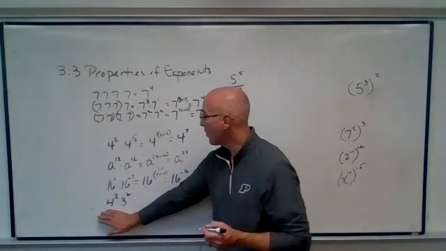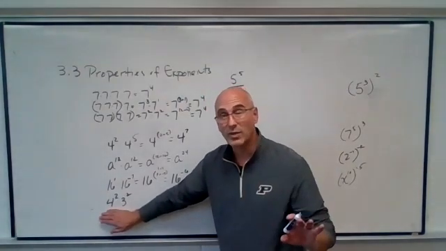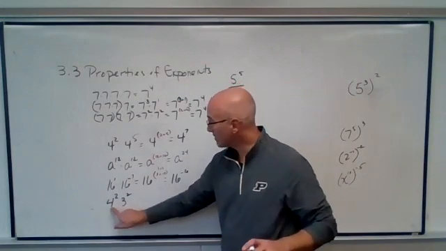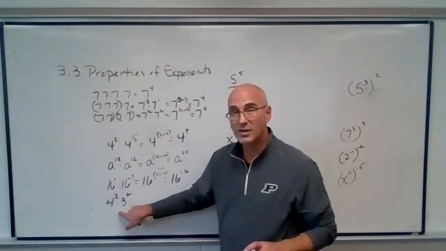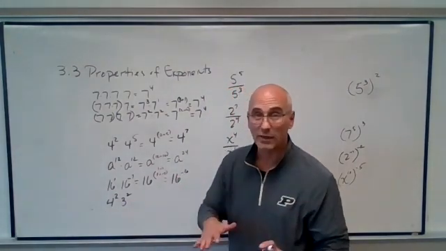And then here, 4 to the 2nd times 3 to the 2nd. We can't do anything with that. We cannot combine that because the bases are not the same. So don't get tripped up with that and do something funky with the bases. It doesn't work that way.